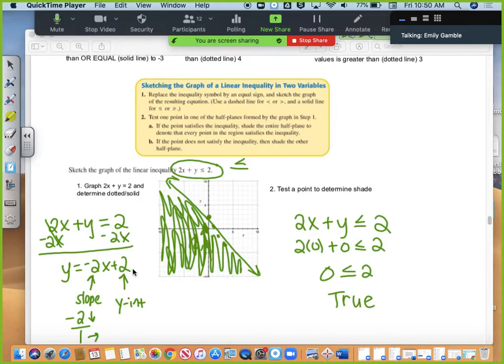Now, your shading doesn't have to be perfect. It doesn't have to be like actually coloring the whole thing in. You could just scribble like that just to show me that it's below the line. Any questions so far?